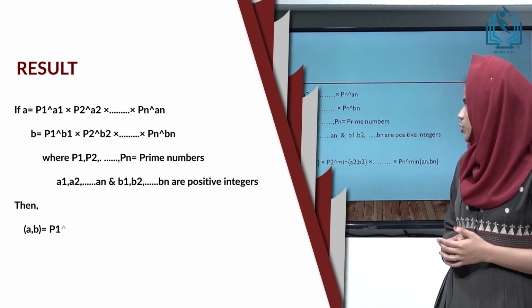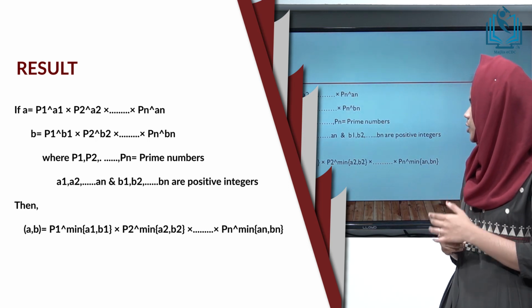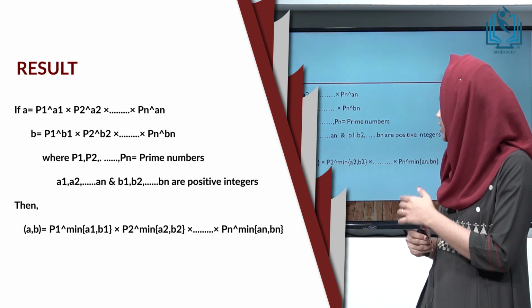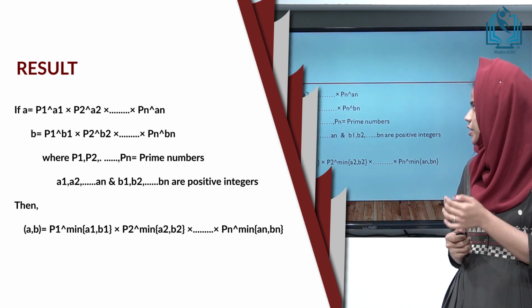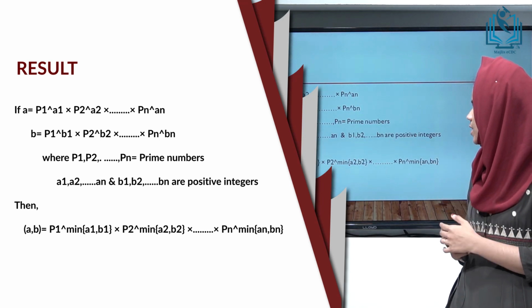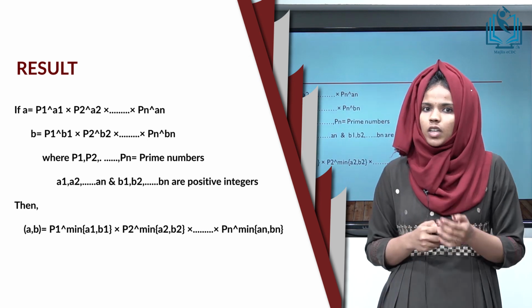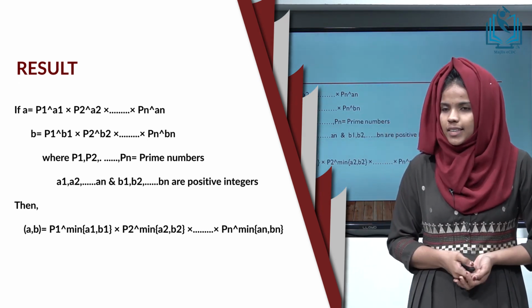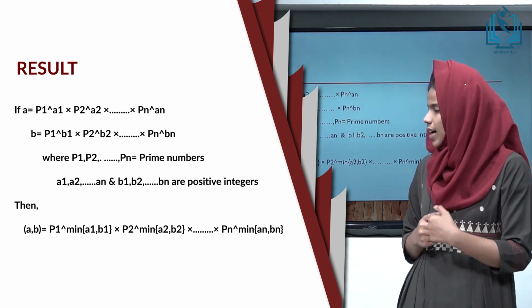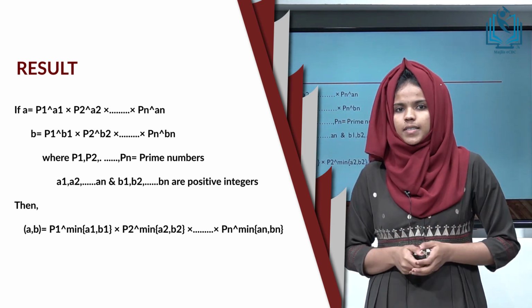Let A equal to P1 raised to A1 into P2 raised to A2 into etc. Pn raised to An, and B is equal to P1 raised to B1 into P2 raised to B2 into etc. Pn raised to Bn, where P1, P2 etc. Pn are prime numbers and Ai's and Bi's are positive integers.